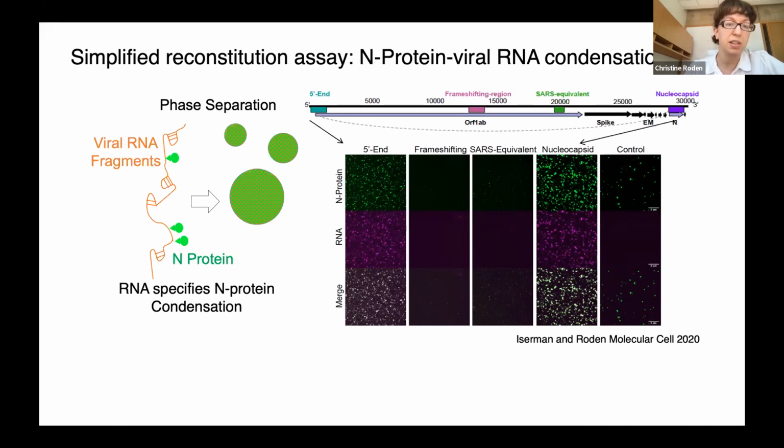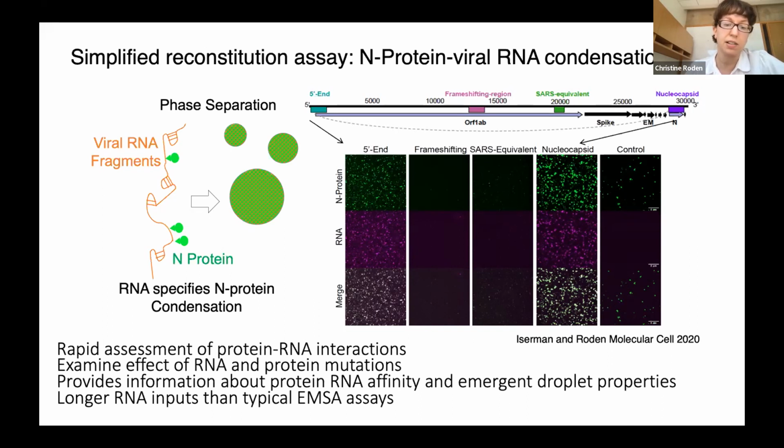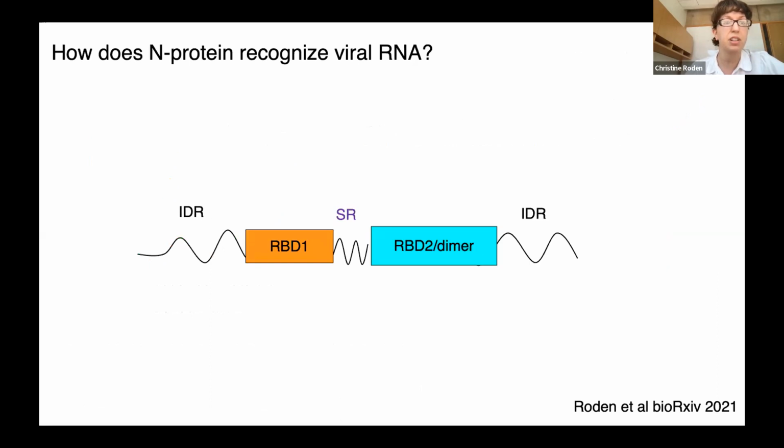So this simplified reconstitution assay allows me to rapidly assess RNA protein interactions, examine the effect of RNA and protein mutations, gives both information about RNA affinity and emergent droplet properties, and finally allows for longer RNA inputs than would be used in typical EMSA assays.